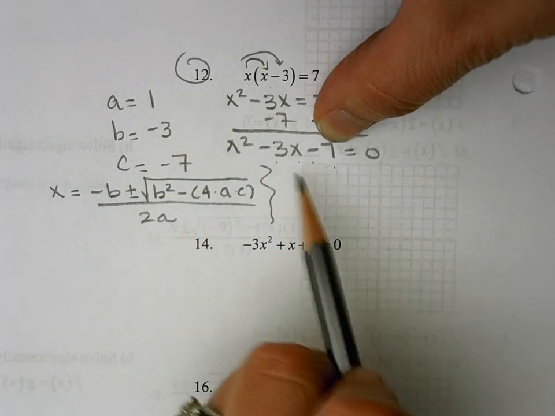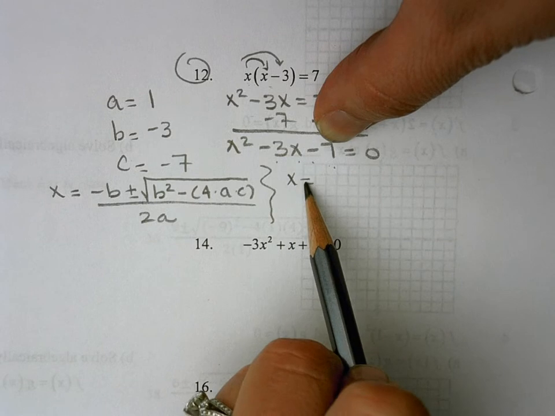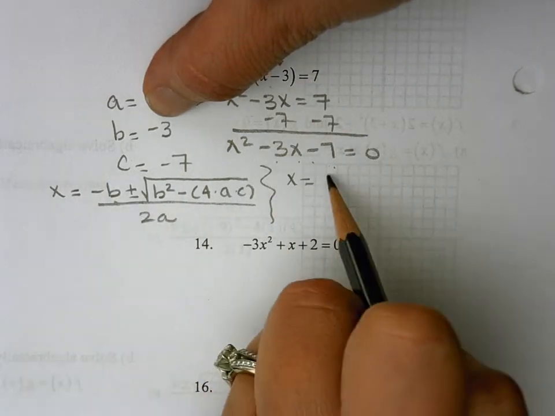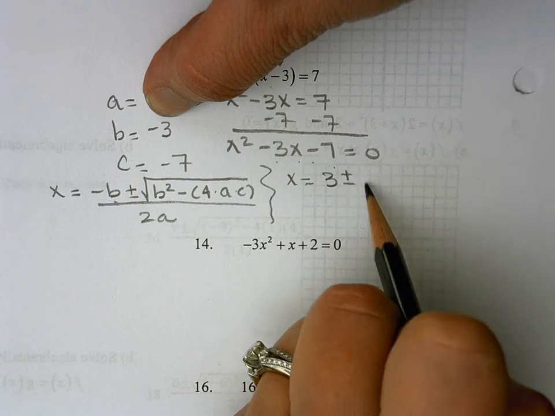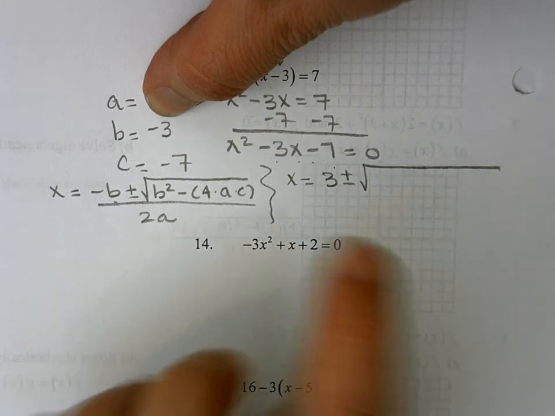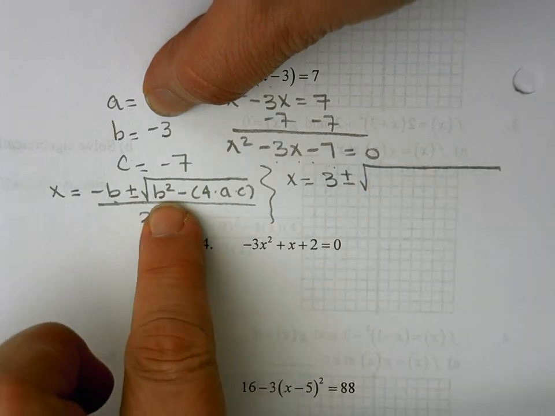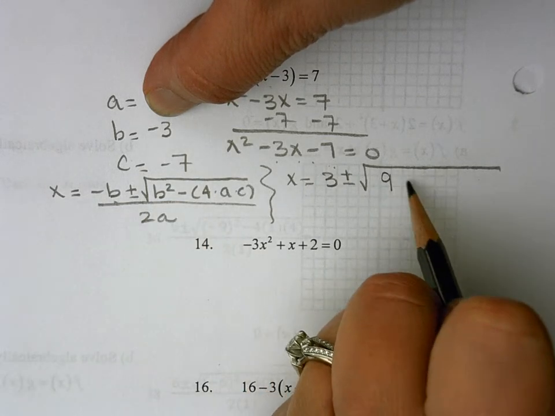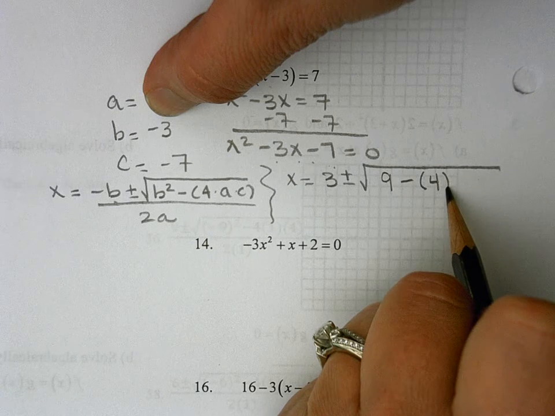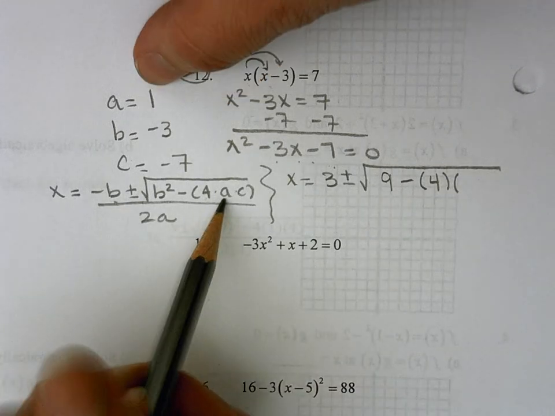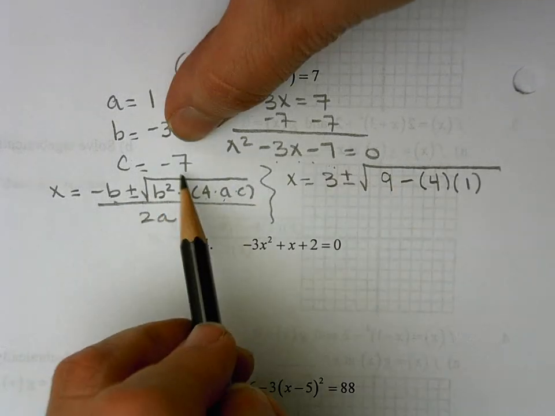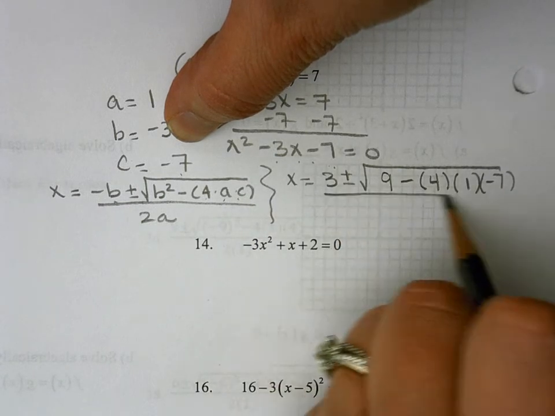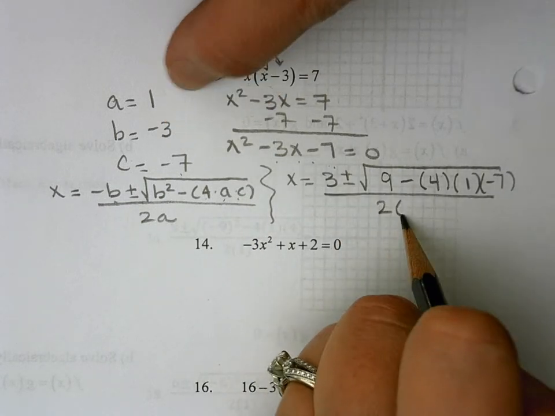Okay. So I would have x equals, and then I want to do the opposite of b. So instead of -3, it's going to turn into +3. Plus or minus, and then I want to square my b term. So -3 times -3 is a +9, minus 4 times a times c, over 2 times a.